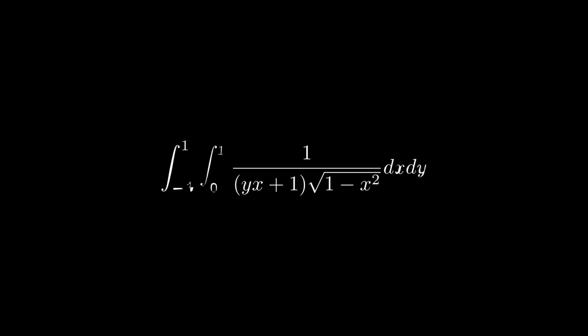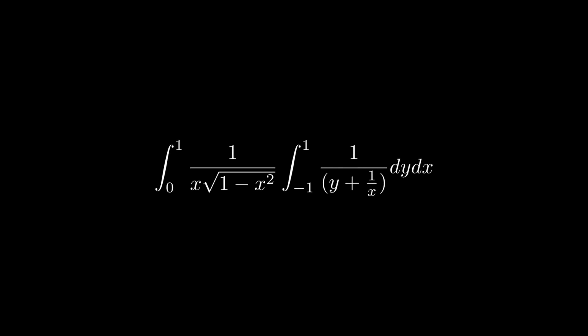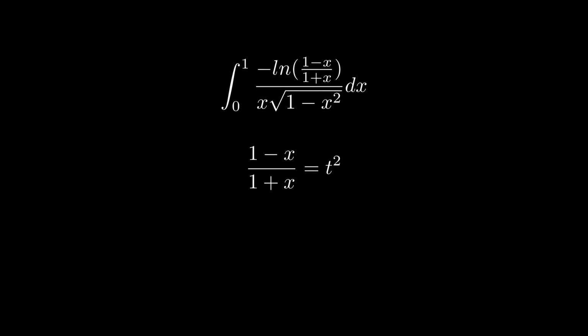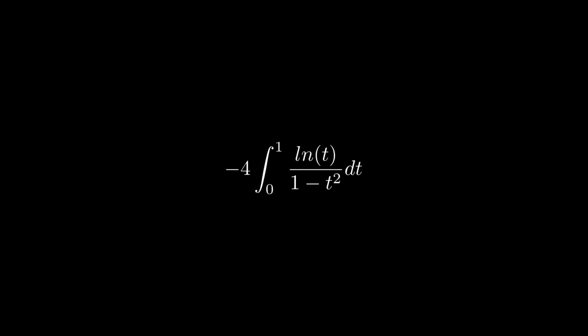We'll start by flipping the order of integration and factoring all the terms that only involve x out. Now notice our interior equation is just the integral representation of the natural log. This new integral sets up a perfect substitution, 1 minus x over 1 plus x equal t squared. Calculating our dx and simplifying a little and plugging everything in will give us a similar integral in an even nicer form.